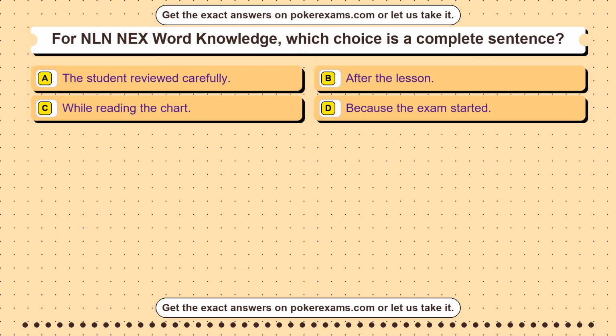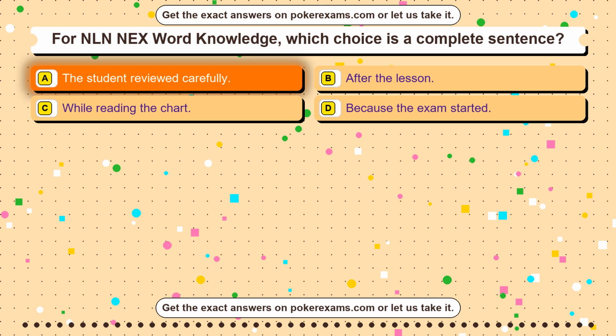Question 2. For GED word problems practice, which number is the mode of 4, 6, 6, 7, 9? Option A, 6. Option B, 7. Option C, 9. Option D, 4. The correct answer is option A.